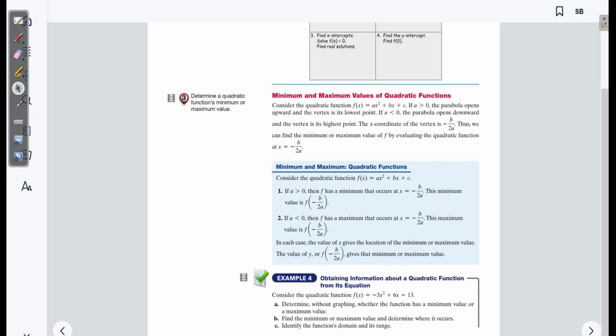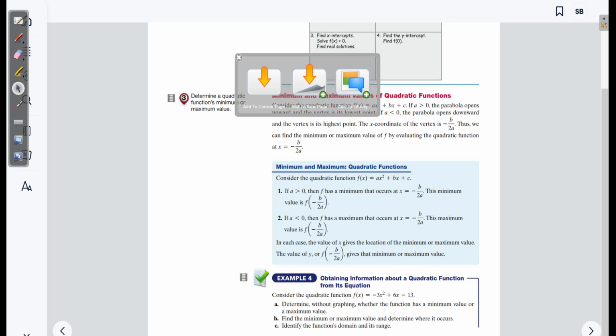So let's do example 4. A reads, determine without graphing whether the function has a minimum value or a maximum value. Looking at the function, it's a negative 3x squared. Since it's a negative 3, we know that it is a parabola that opens downward, and if it opens downward, then it must have a maximum, because there has to be a maximum there. Let's denote this as A, and we'll say a maximum.